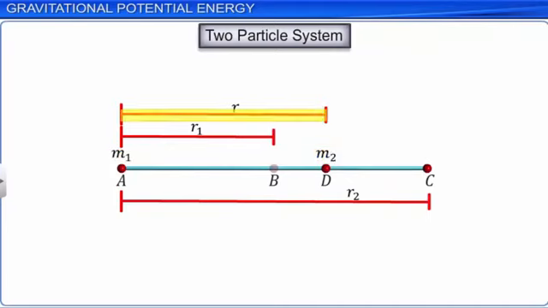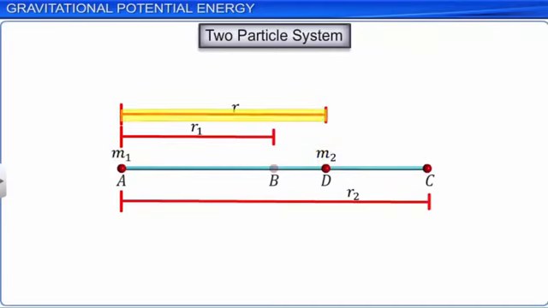The negative sign in the equation is due to the fact that the direction of the displacement is opposite to that of the force. By definition, the negative work done on the second particle is equal to the change in gravitational potential energy of the two-particle system during this small displacement. Thus, dU is equal to G m1 m2 divided by r square into dr. Let this expression be equation 3.